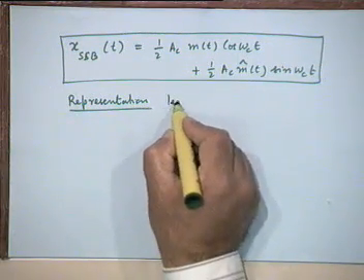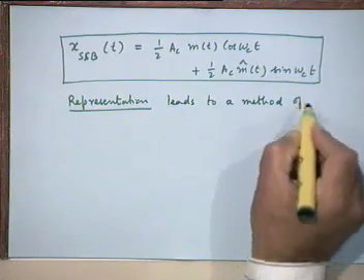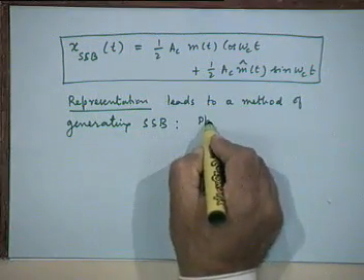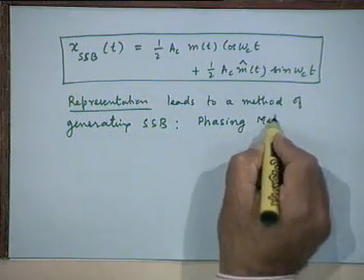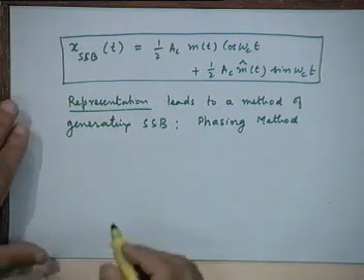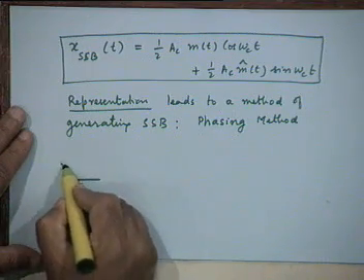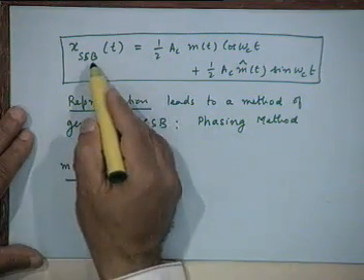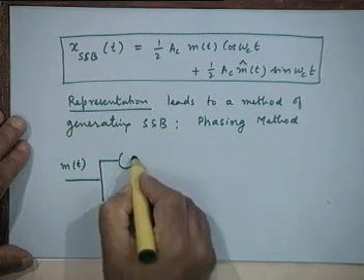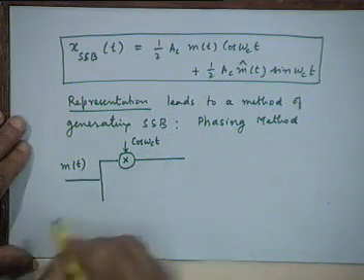This representation leads to a second method of generating SSB waveforms. That is called the phasing method. And it basically implements this equation, that is all. So what you need is you start with a message waveform m(t) and you want to generate this waveform. You just go through the terms of this equation. So you have two branches: m(t), you have a carrier component cosine omega c t, right? And that is one branch.